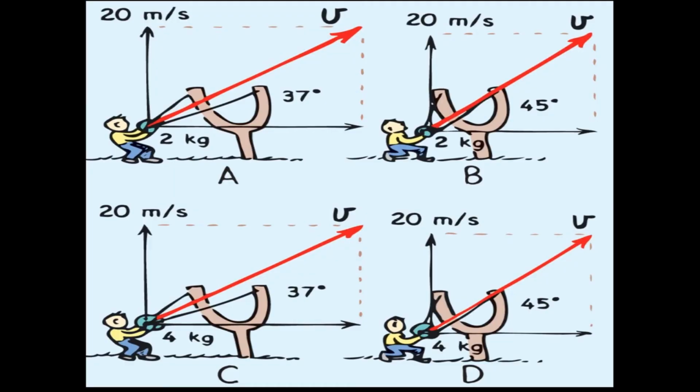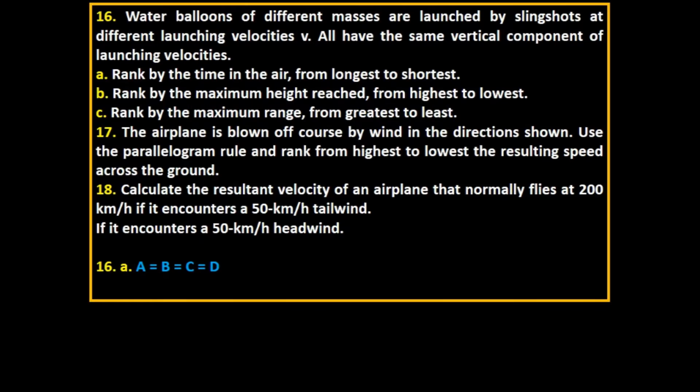Well, the four of them are going to have the same Vy. And so it will be 2 seconds up, 2 seconds down. So A, B, C, D will be equal. All four of them will be in the air for 4 seconds. So A, B, C, D, they're all equal.